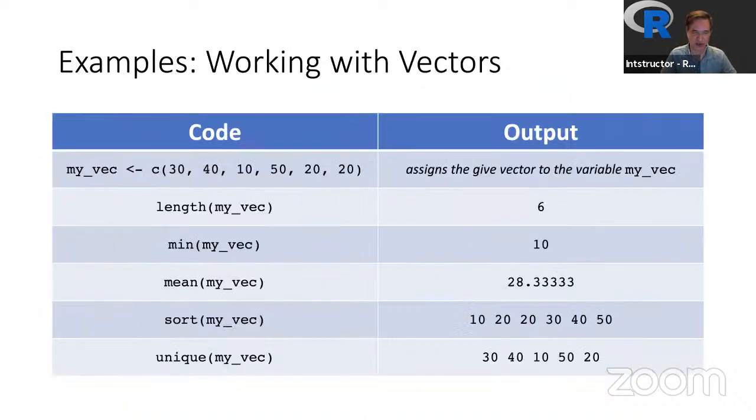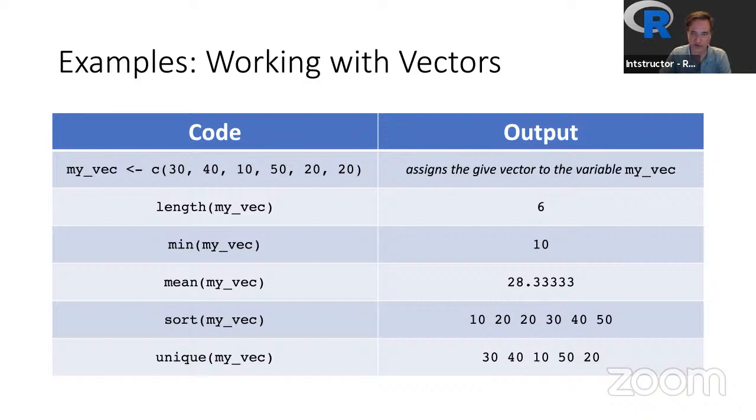Here are some example codes like we did with the vector data here. In this case, we're making a new vector here. And then we can do all kinds of operations on that vector. One thing, note that we've duplicated this value of 20. There's no reason you can't have duplicate values in your vector. There's nothing that stops you from doing that.